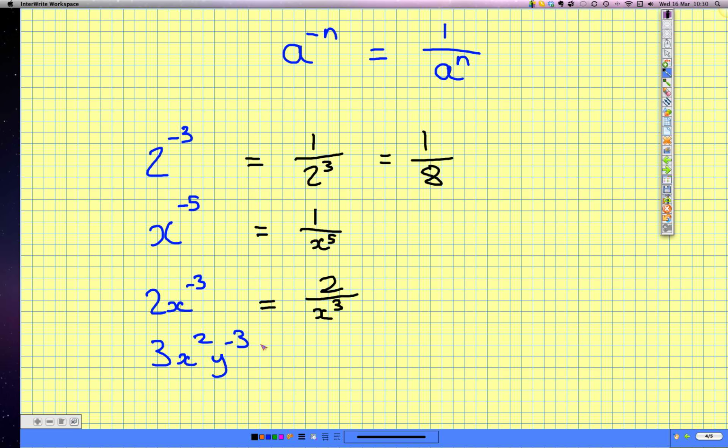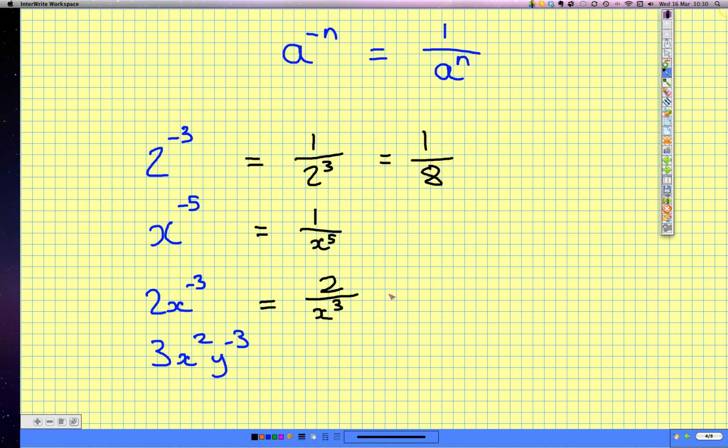So you can see that what I've done with this is really I've separated out the 2 and the x to the power of minus 3. The x to the power of minus 3 goes on the denominator, goes on the bottom as x cubed, but the 2 stays at the top.